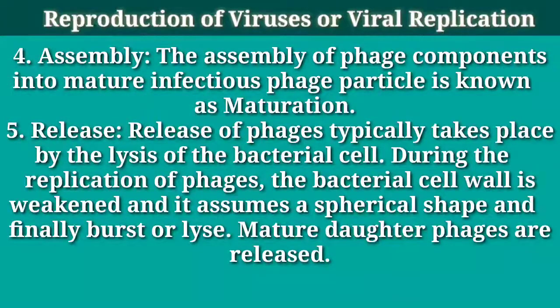5. Release. Release of phages typically takes place by the lysis of the bacterial cell. During the replication of phages, the bacterial cell wall is weakened and it assumes a spherical shape and finally bursts or lyses. Mature daughter phages are released.